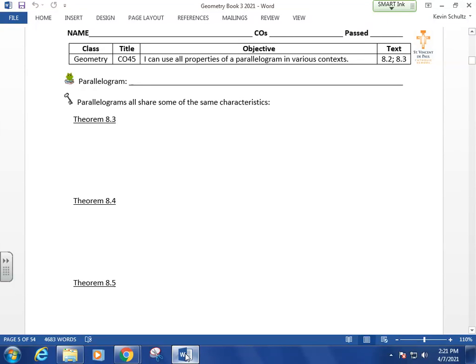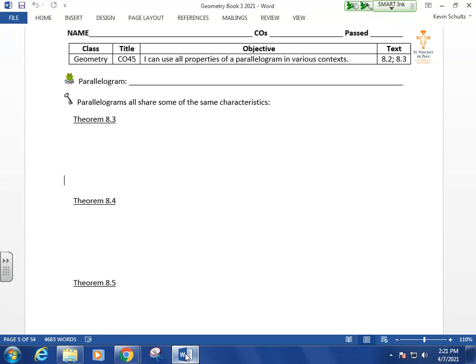Hello and good day again, starting with CO45, talking about all the different properties and characteristics of a parallelogram. A parallelogram is probably a shape that you've heard before. In fact, I know it's a shape you've heard of before, but what is it? What makes a parallelogram a parallelogram?